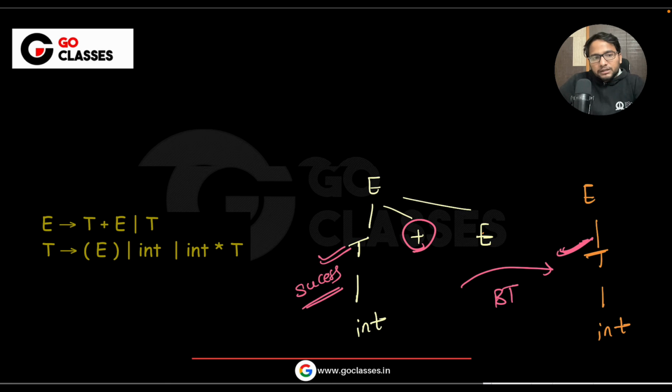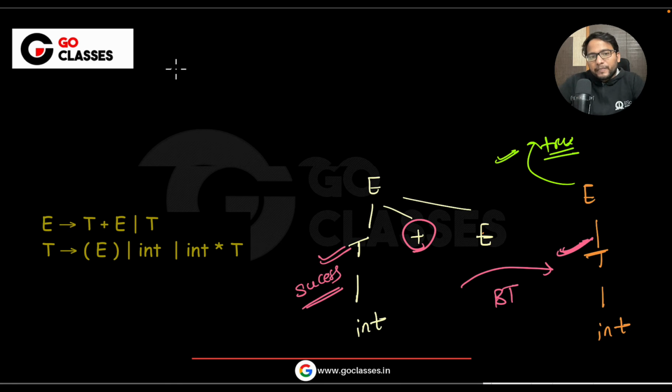See, this E has called this T, right? If T is success, then E is success. This is just like the second production, right? So it will say I'm successful, which means it will return true. But does this mean that the parsing is successful?